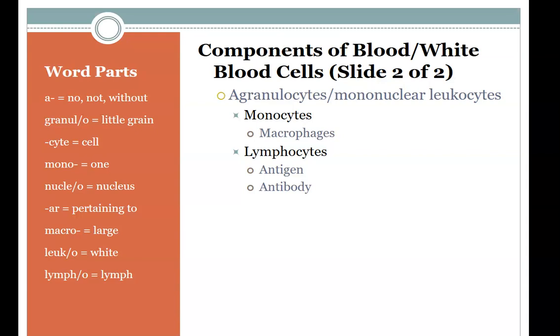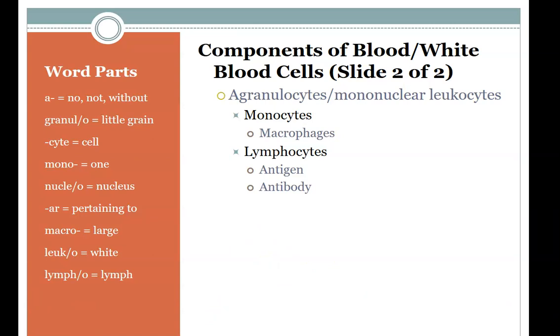Okay, components of the blood and white cells, slide continuation. Agranulocytes are the second type of leukocyte. Notice that there is an A being added, denoting the absence of small grains in the appearance of these cells. They too have another name, mononuclear leukocytes, because the nuclei have only one nucleus.